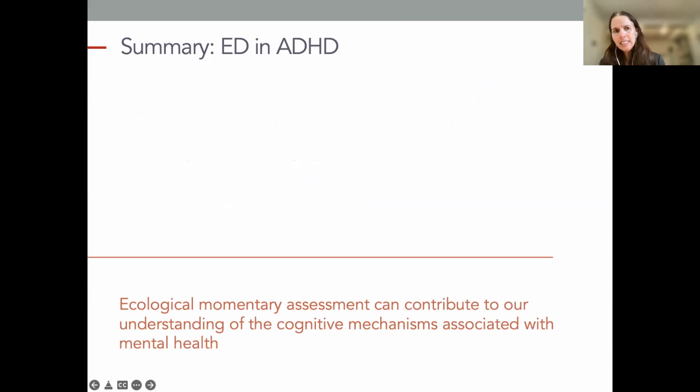And I think this set of studies actually tells us that ecological momentary assessment contributes greatly to our understanding of cognitive mechanisms associated with mental health. And more studies are ongoing to better understand this, for example, in depression and in other indications.